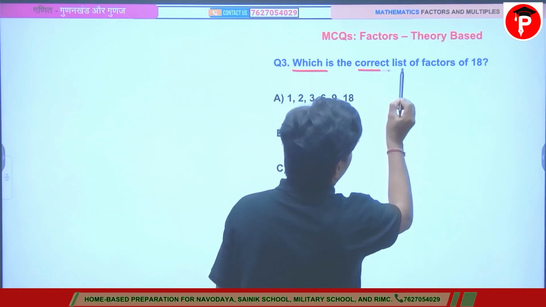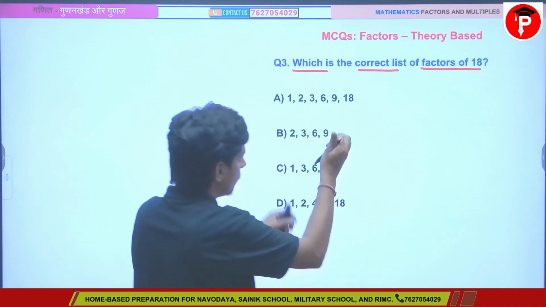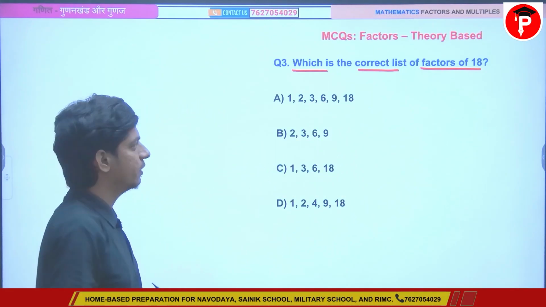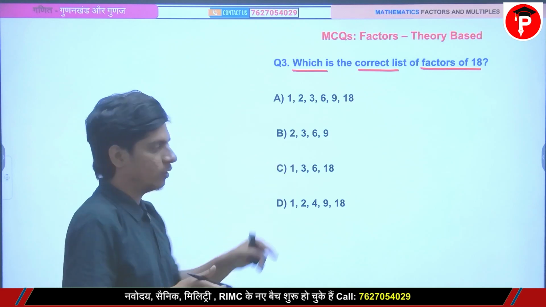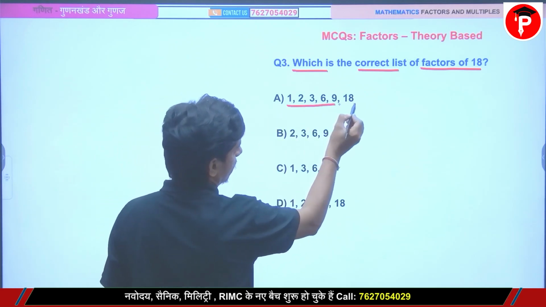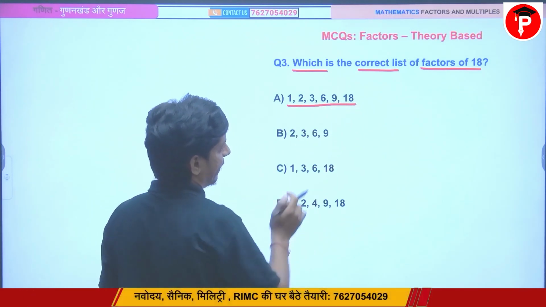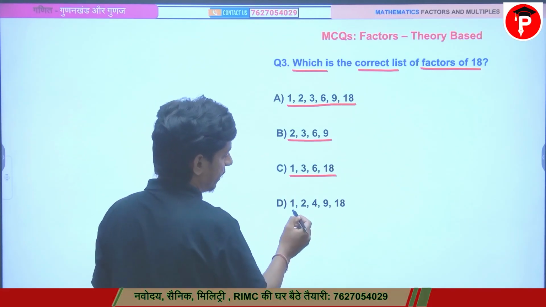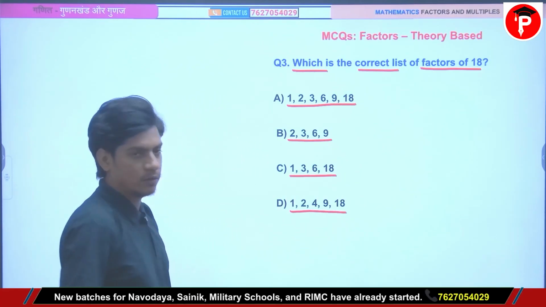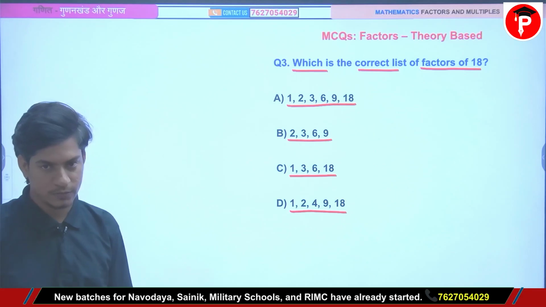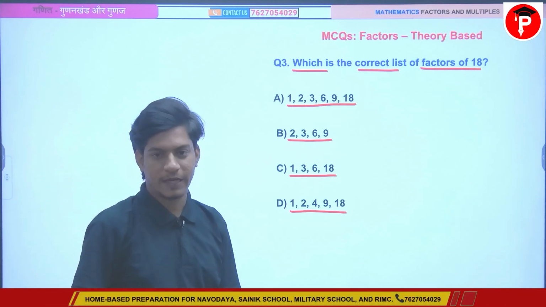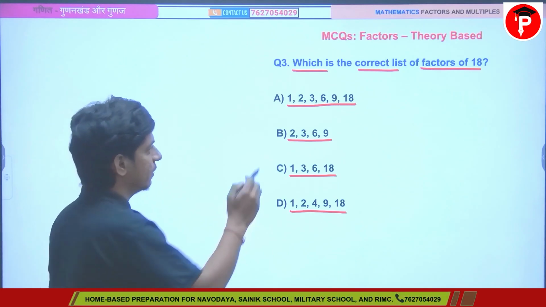Which is the correct list of factors of 18? From this list, you have to identify the correct list of factors of 18. First look at this: A, 1, 2, 3, 6, 9 and 18. B, 2, 3, 6, 9. C, 1, 3, 6, 18. D, 1, 2, 4, 9, 18. Now you have 5 seconds. Okay. Time is up. The answer is A.